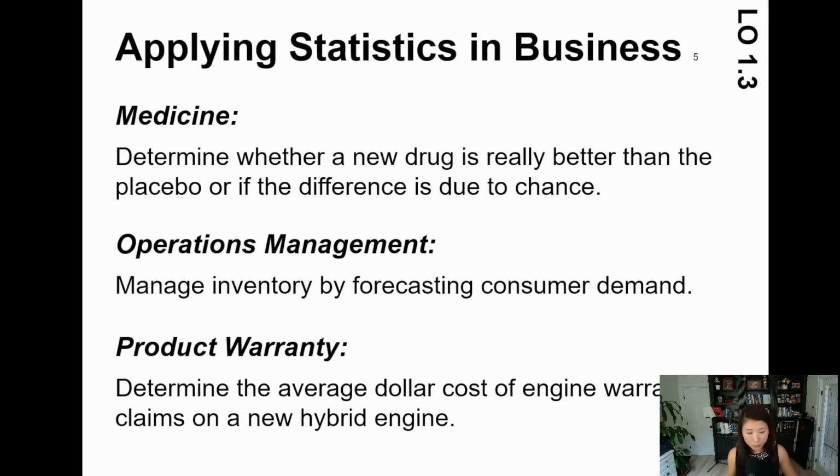And more examples in the medicine field, if you want to determine whether a new drug is really better than the placebo, or if the difference is due to chance. So in the medical field, the drug, pharmaceutical industry, they have a lot of statisticians involved, because they test the drug's effectiveness, and they use a lot of little mice to test it out. You should understand that before you launch a drug, it could actually be killing people, right? So you want to test it out.